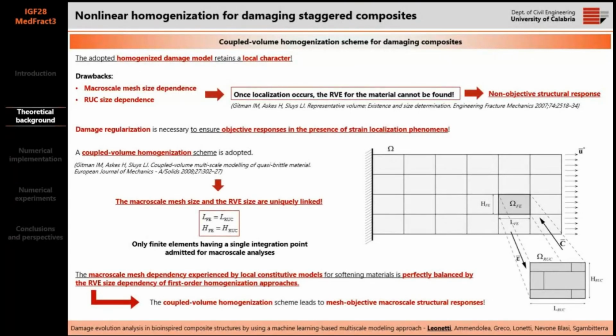In this work, we try to apply a coupled volume homogenization scheme originally proposed by Gitman and co-authors to obtain objective homogenized responses also in the presence of strain localization phenomena. In this enhanced scheme, the macroscale mesh size and the RVE size are uniquely linked to each other, so as to avoid the mesh size dependence for structural scale analysis.